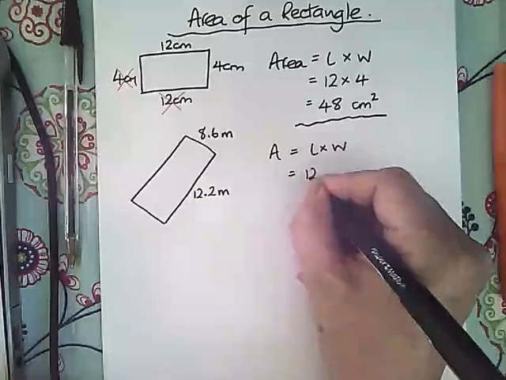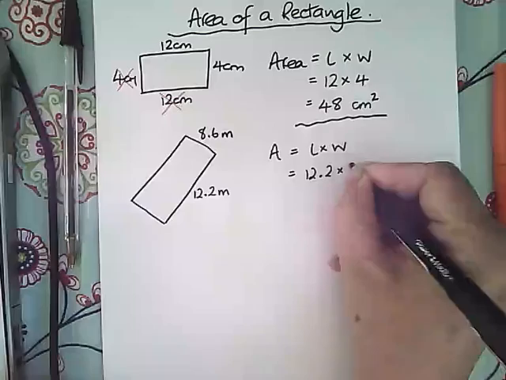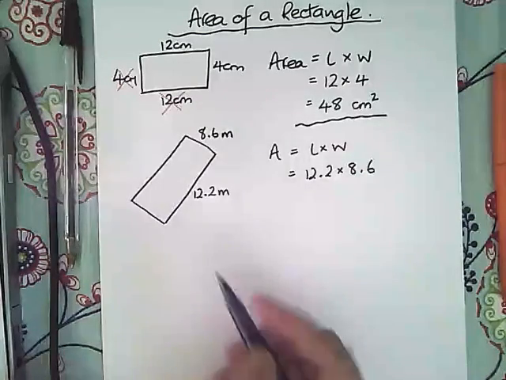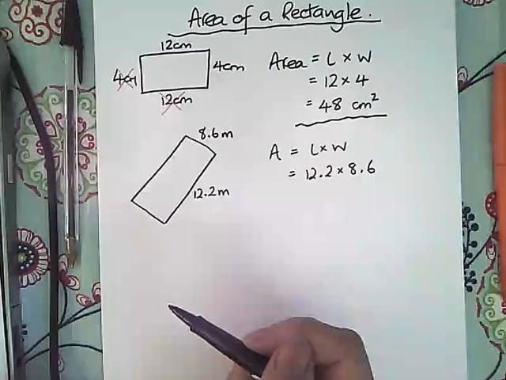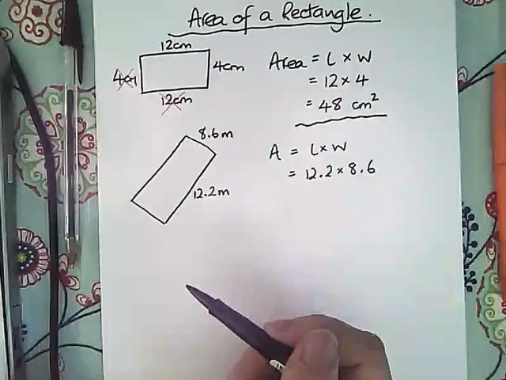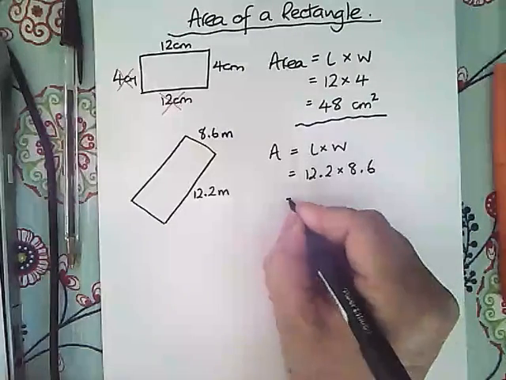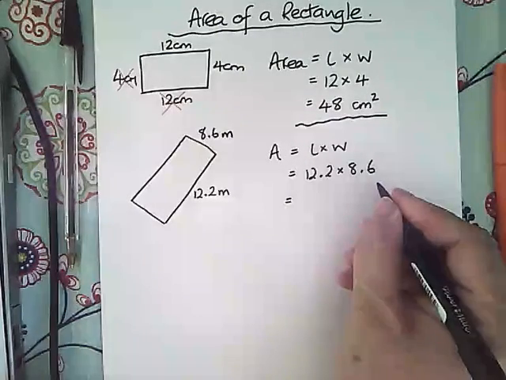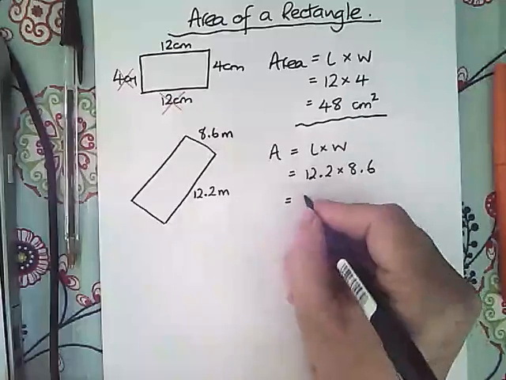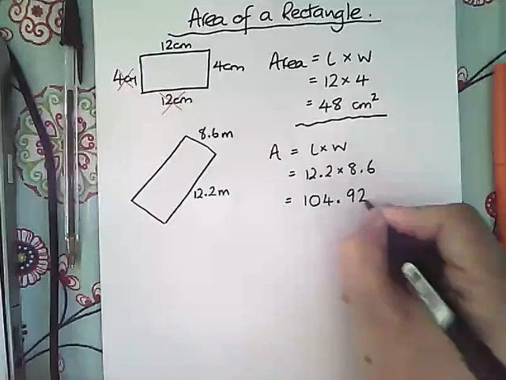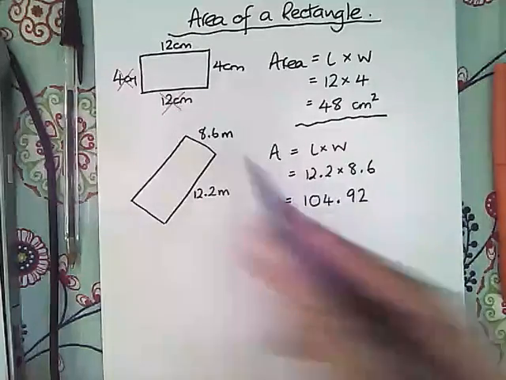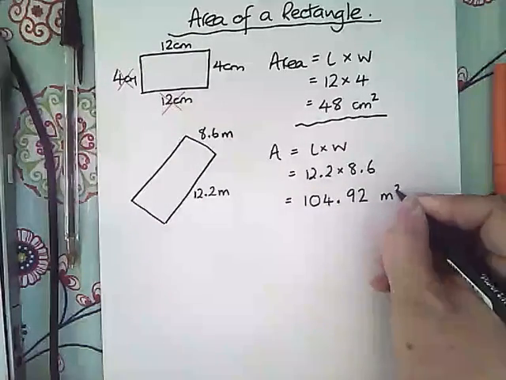So 12.2 times 8.6. Remember, only 2 numbers, and it doesn't matter if you get them the other way round, because when you're multiplying 2 numbers together, the order doesn't matter. So if it's the other way round, it will still give you the right answer. Put this into your calculator, and the answer comes out to be 104.92, and this time the units were metres, so it's going to be metres squared.